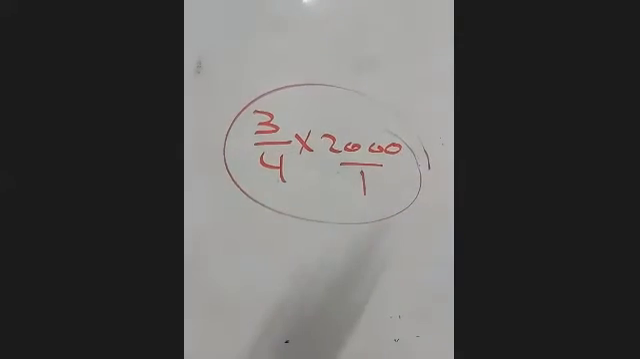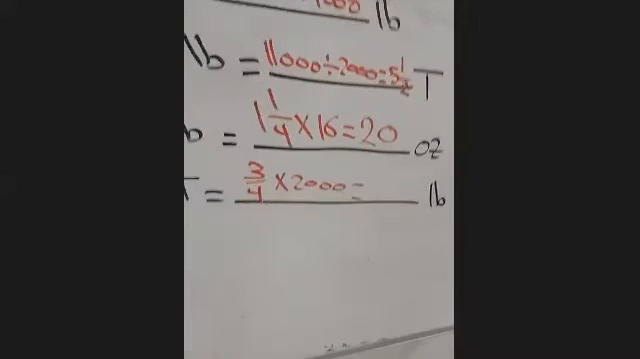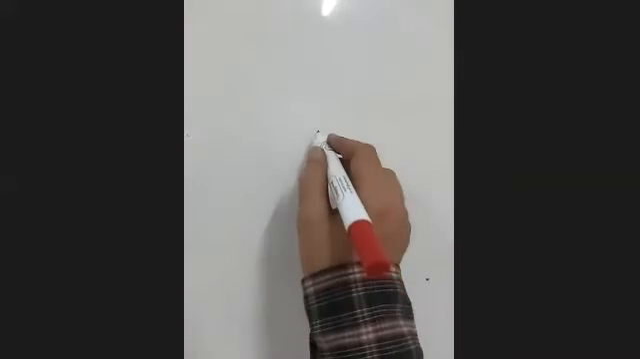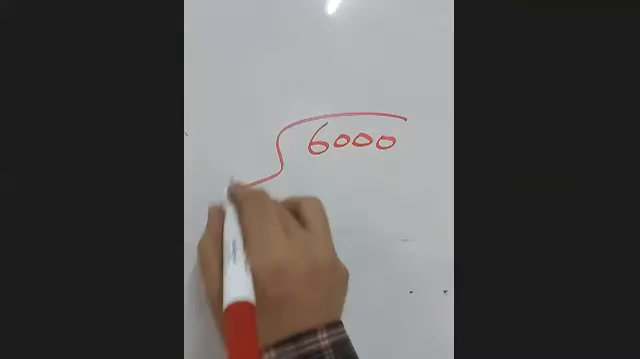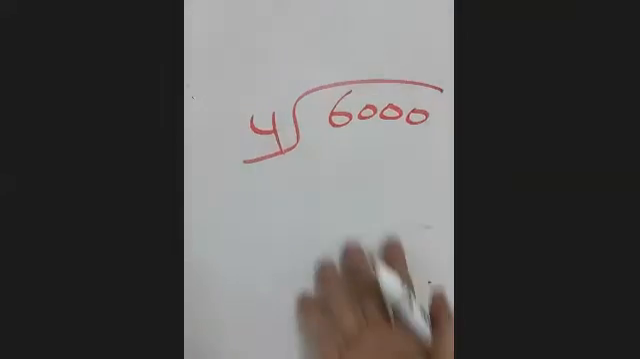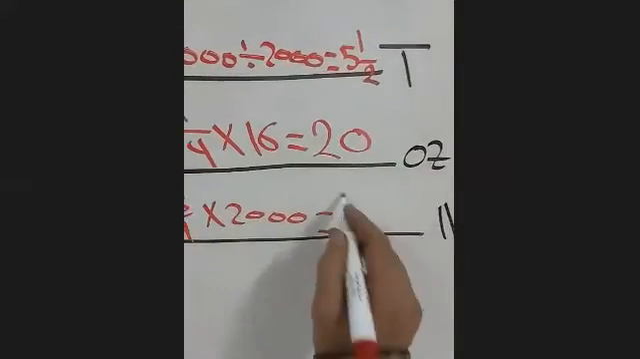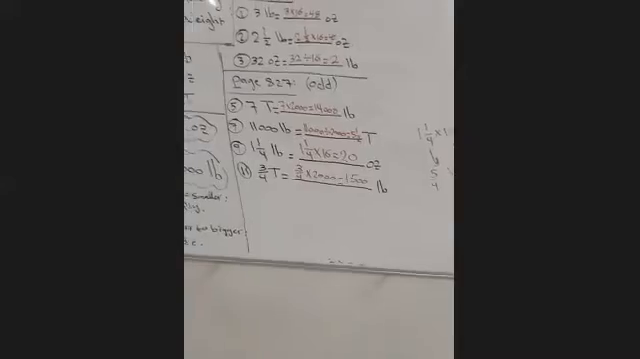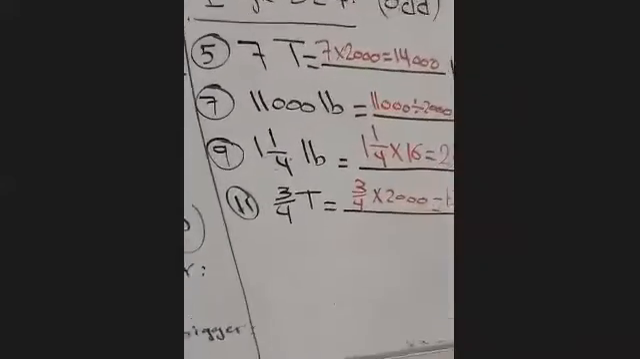We took it before. 6,000 over 4, and let's make division. 6,000 divided by 4. Make long division. It is 1,500. It will be 1,500 pounds. This is question 11.